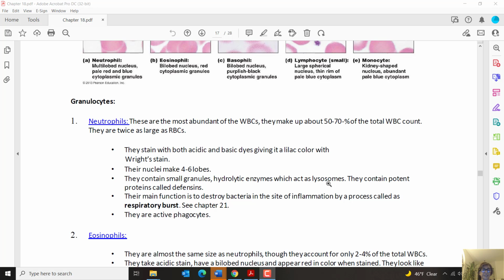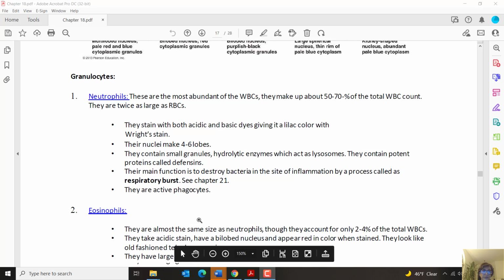These are antibacterial enzymes, and their main job is to come to the scene of inflammation or infection to destroy the bacteria. They destroy by spraying a bleach-like substance, and that is called a respiratory burst. They spray lysozymes and defensins and kill the bacteria. These are antibacterial liquids that they spray, and they can be active phagocytes.